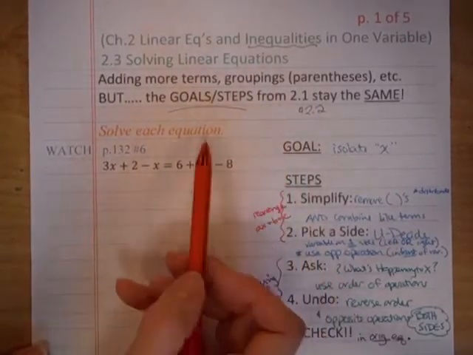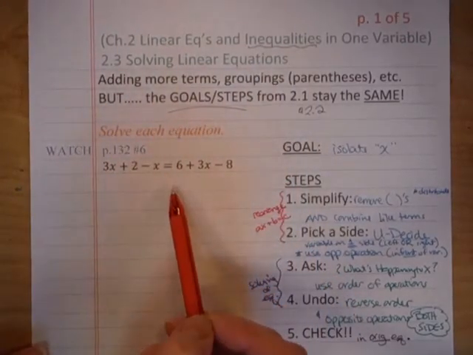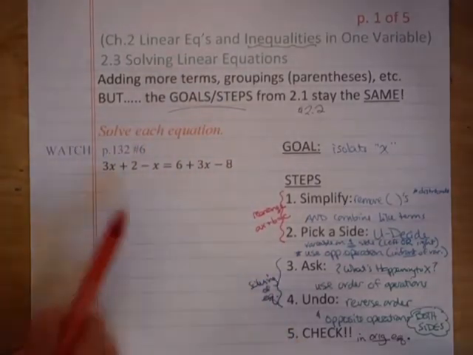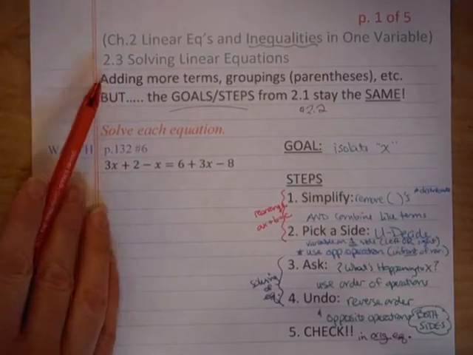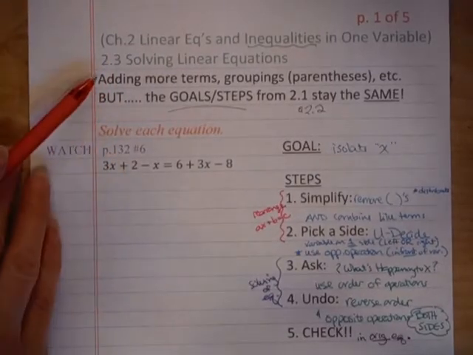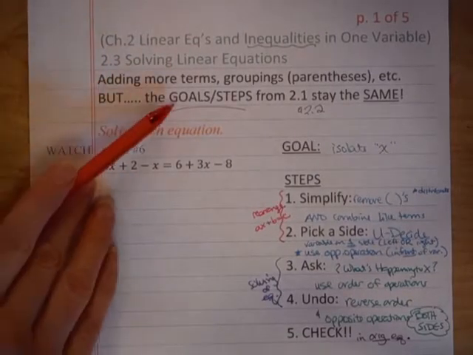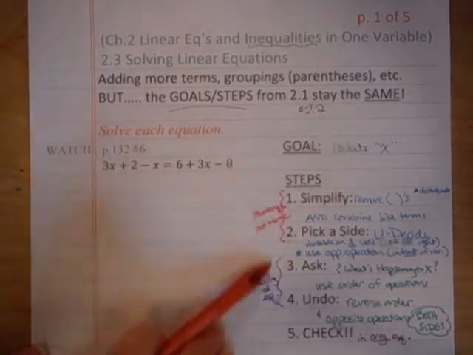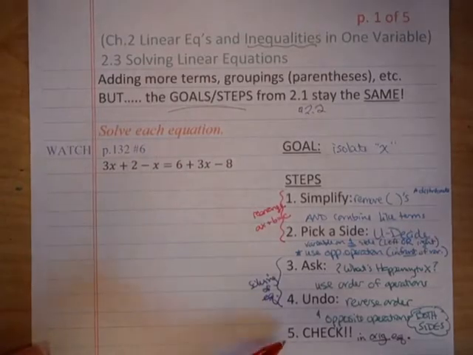As we start 2.3, the question we want to ask ourselves is, what's different about these ones than the one we've been doing? If the steps are the same, how are they making these more challenging? What's next here? And we mentioned it, they're adding more terms, there's going to be grouping and parentheses involved, but we've been rehearsing for that. We aren't going to change our method.